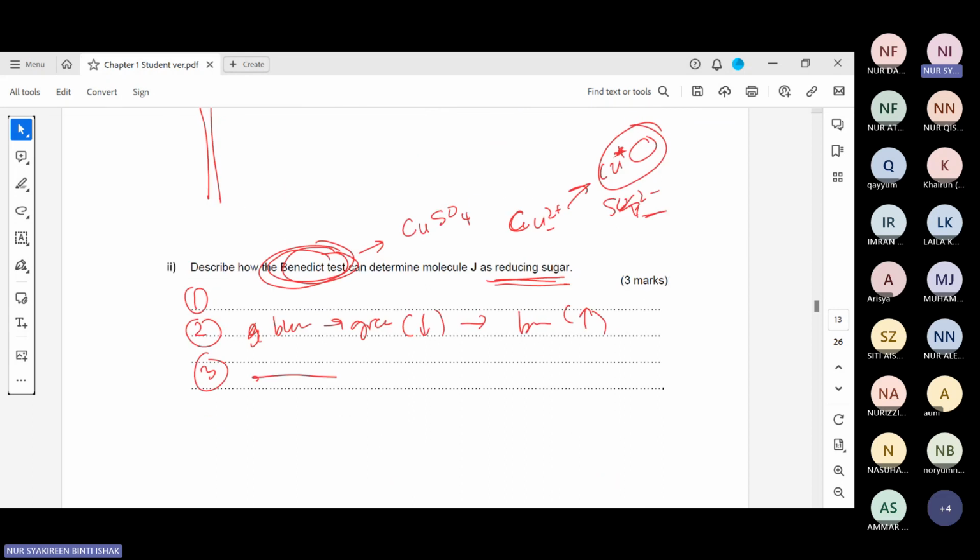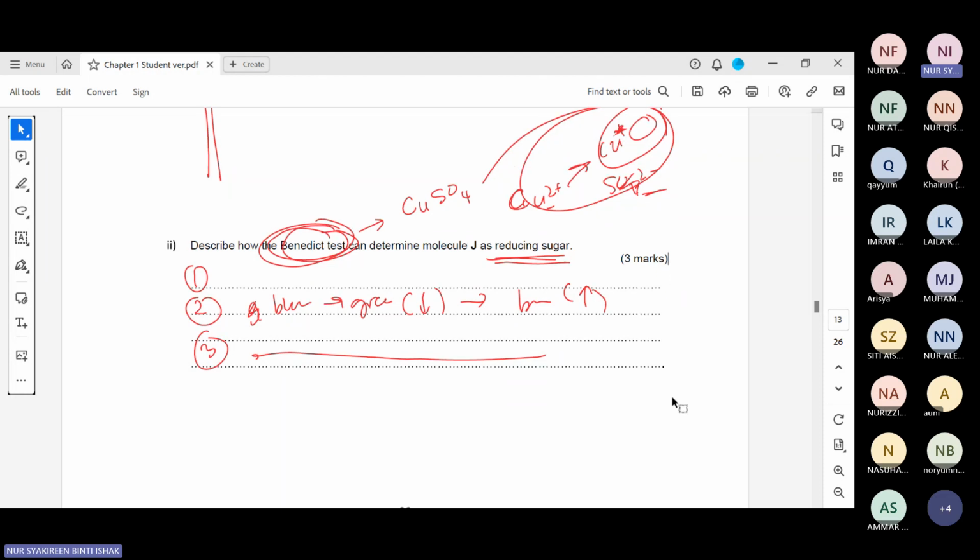So cerita sikit ni. Reaction yang berlaku ni. Okay. Free aldehyde group able to reduce copper 2 ion to copper 1 forming copper oxide. Okay.